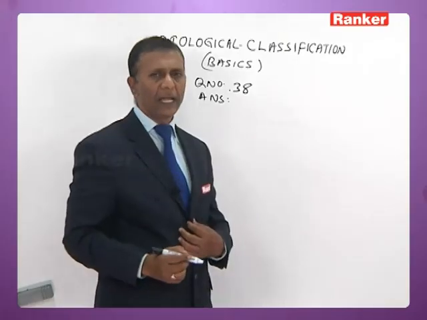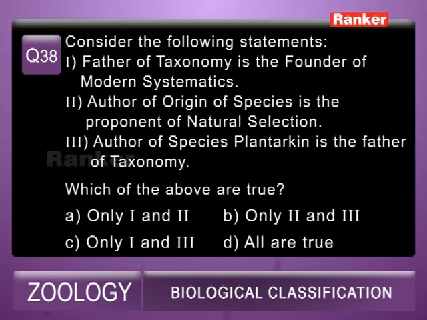Now question number 38, consider the following statements. 1. Father of taxonomy is the father of modern systematics. 2. Author of Origin of Species is the proponent of natural selection. 3. Author of Species Plantarum is the father of taxonomy. Which of the above are true? A, only 1 and 2 are true. B, only 2 and 3 are true. C, only 1 and 3 are true. D, all are true. Now we shall analyze this.